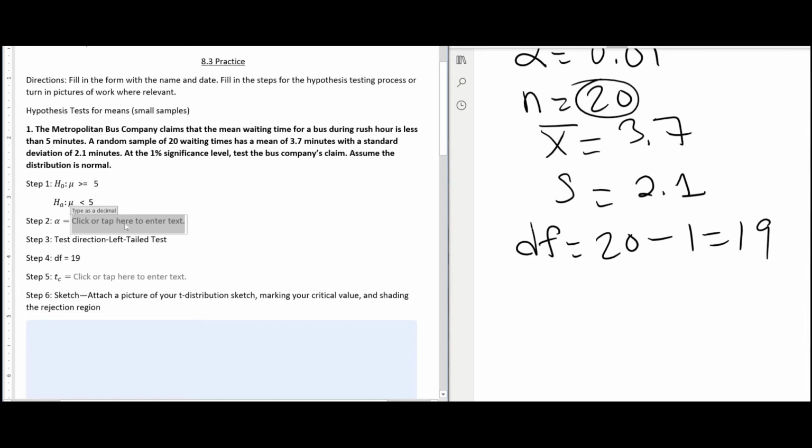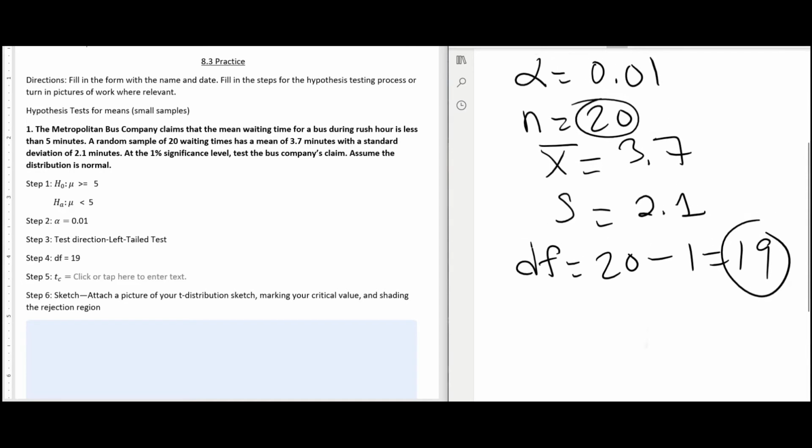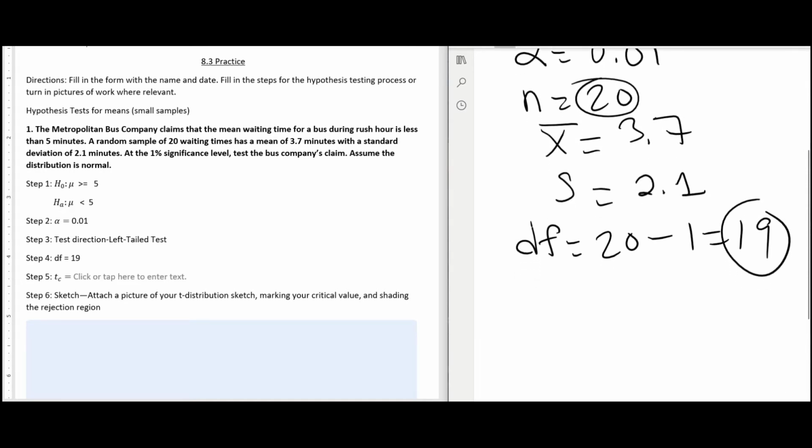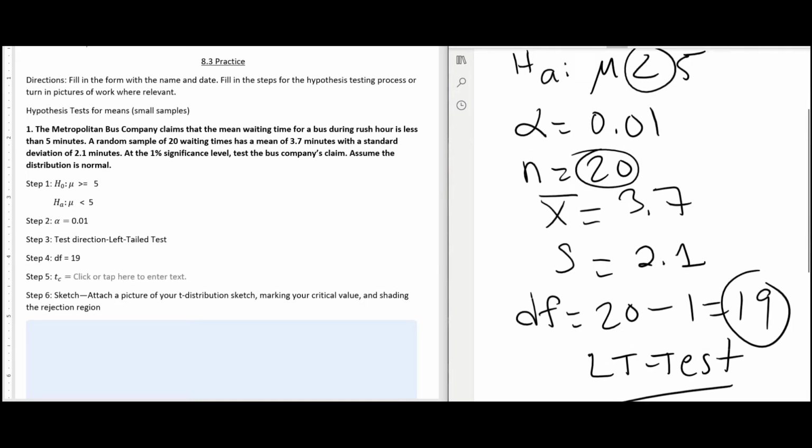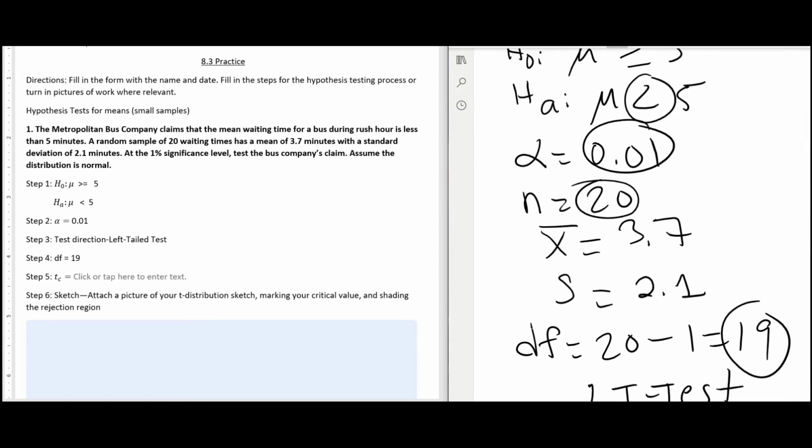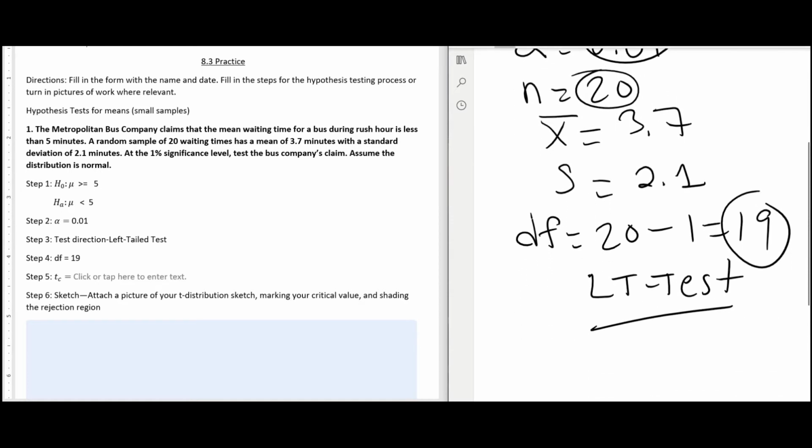Alpha, we said, was 0.01. All right, so for my critical value, remember, we're going to need our degree of freedom. We're going to need the type of test, which we said was a left-tailed test. And we're going to need the significance level alpha. So we're going to need those 3 things for the t-chart. So we're going to go ahead and pull the t-chart up so that we can look at it.